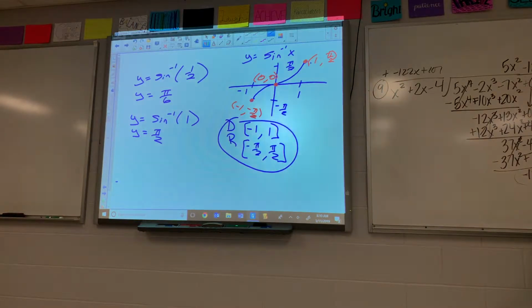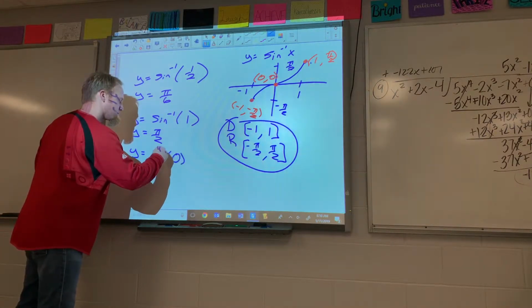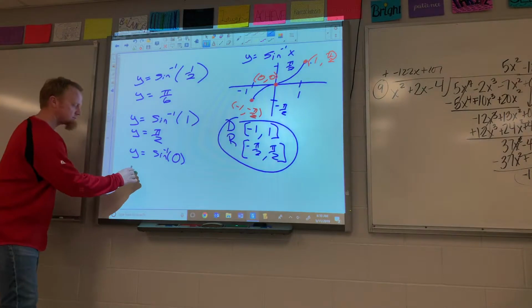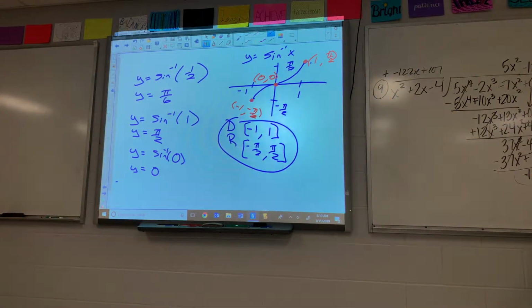Got it? Okay, so another one you might get is y equals inverse sine of 0. You're not going to get a match on the 9, so then you go to the graph. What does the graph tell you the answer is? 0. So my answer would be 0. Inverse sine of 0 is 0. How do we feel about that? All right? Okay, let's throw some negatives in there.